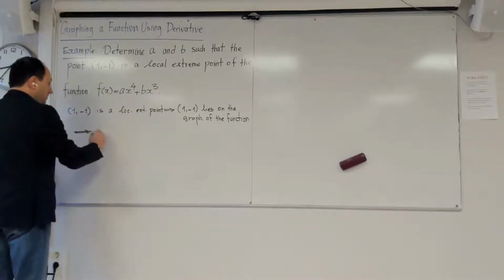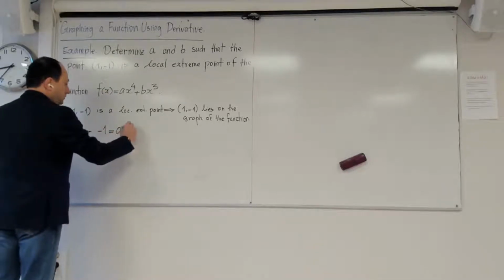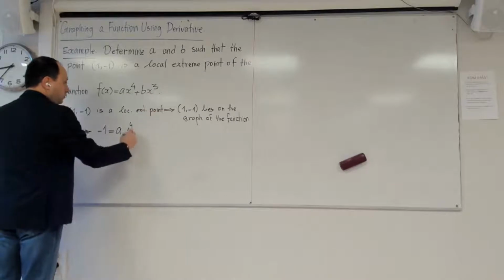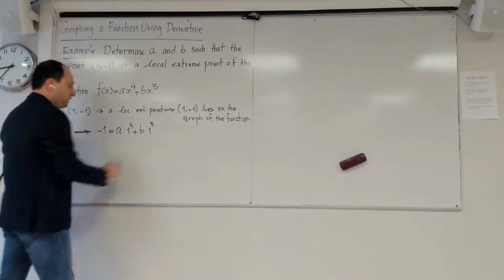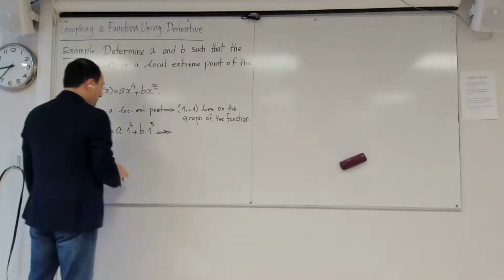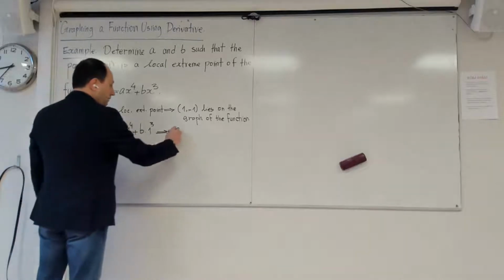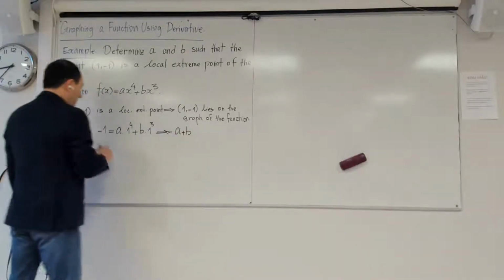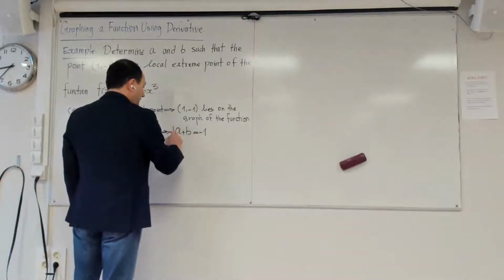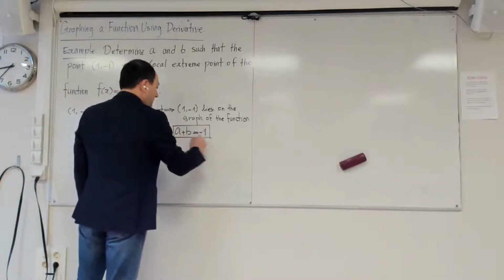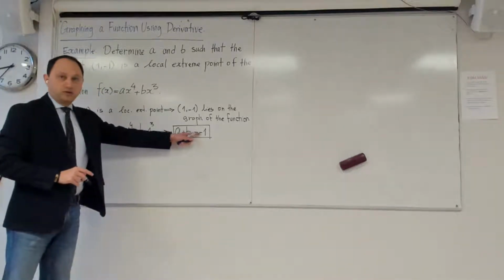So this means that minus 1 is equal to a times 1 to the 4, I'm replacing x with 1, and then plus b times 1 to the 3. But if you don't mind, let me write it the other way around. 1 to the 4, 1 to the 3, both of them are 1. So I will get a plus b, and I have it equal to minus 1. But as you see, this is not enough to solve this problem because I have two unknowns and just one piece of information so far.